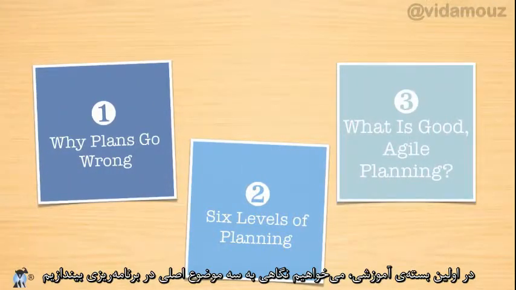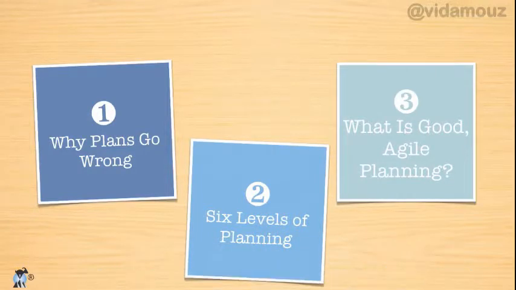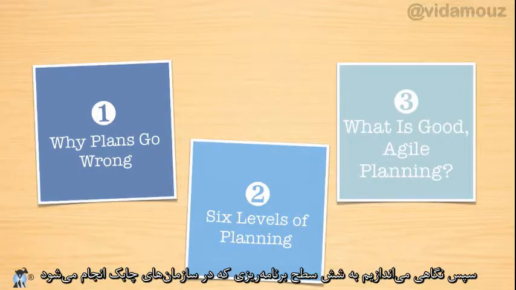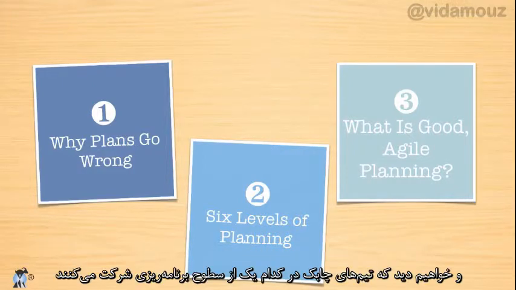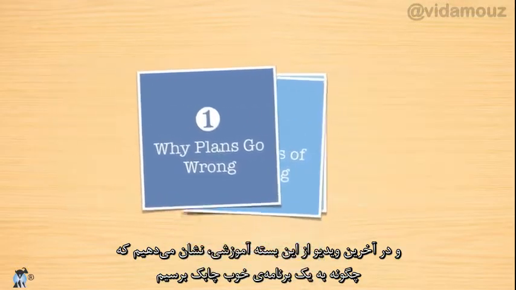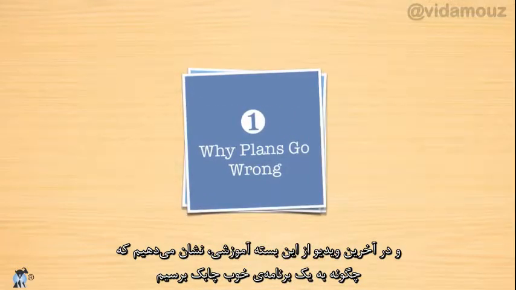In this first module, we're going to look at three main topics. In the first two videos, we'll look at why plans so often turn out wrong. Next, we'll see the 6 levels of planning that occur in an Agile organization, and we'll see which ones Agile teams participate in. In the final video of this module, we'll define what makes a good Agile plan.